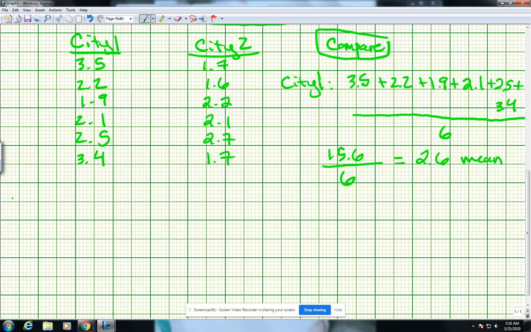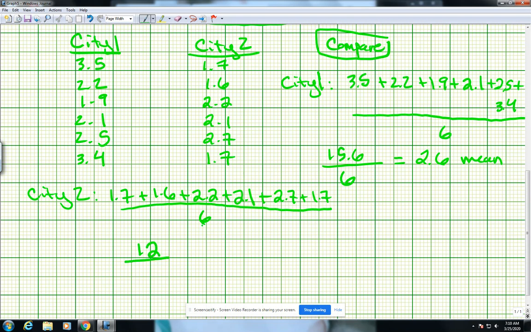Okay, there's City 1. Let's go over here for City 2 and do the same thing. So we'll add up those values. So we have 1.7 plus 1.6 plus 2.2 plus 2.1 plus 2.7 plus 1.7. And that entire list is also going to be divided by 6. 1, 2, 3, 4, 5, 6. If we would wave our magic wand and add all of those decimals together, we actually get a whole number. It's kind of nice. We get a 12. 12 divided by 6 total data values would give us a nice number of 2.